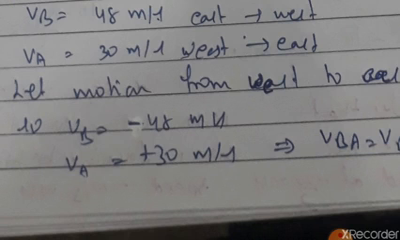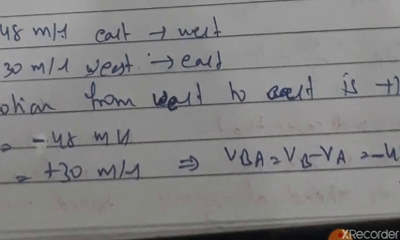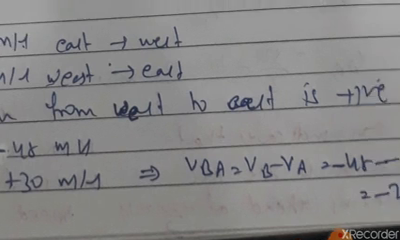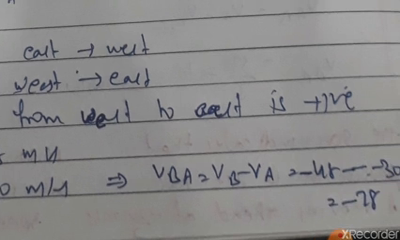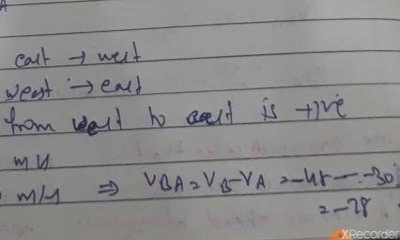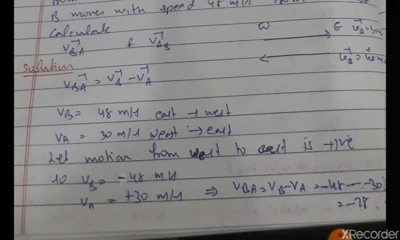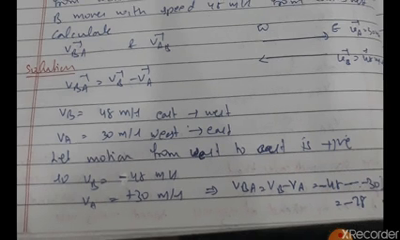Since A is on the right side, we are taking it as positive, so it is obvious that VB, which is acting towards the left side, will have a negative value. So the velocity of B with respect to A, we know the formula, is VB minus VA. Since VB is minus 48 and VA is plus 30, the answer will be minus 78 meter per second. And the minus sign indicates that its direction will be from east to west.